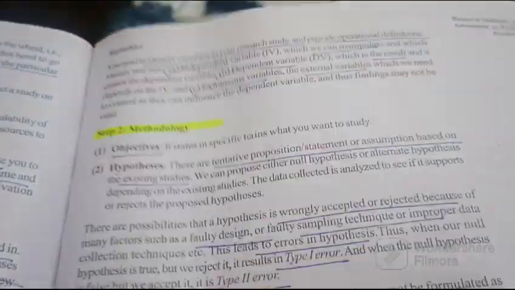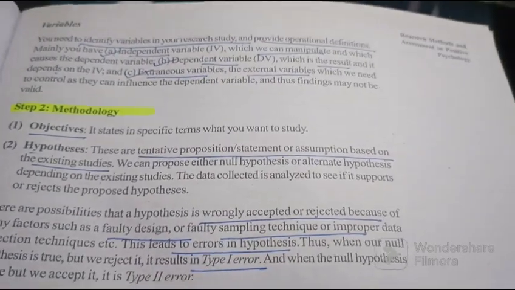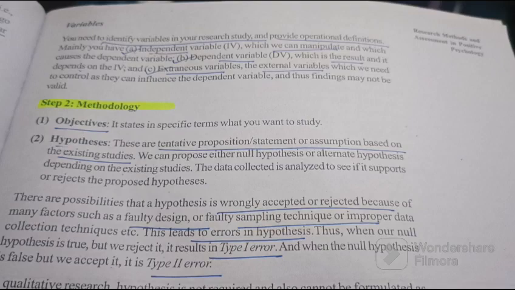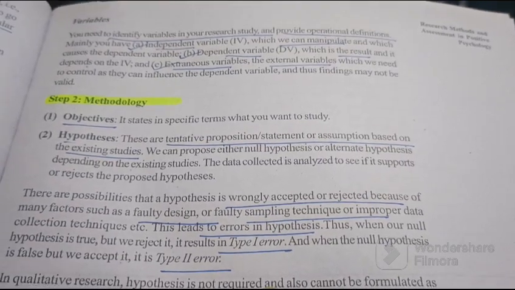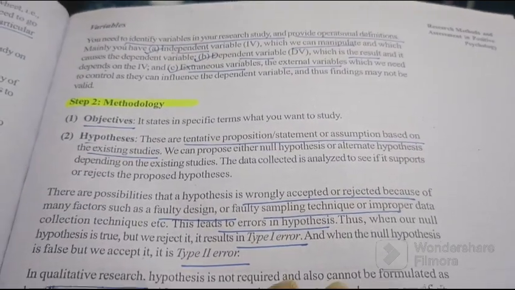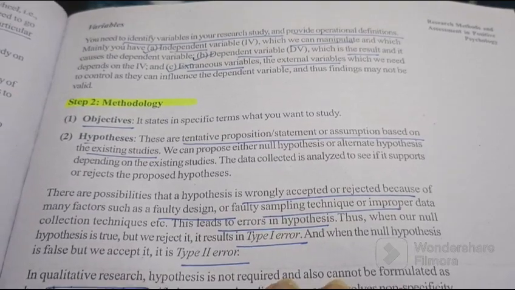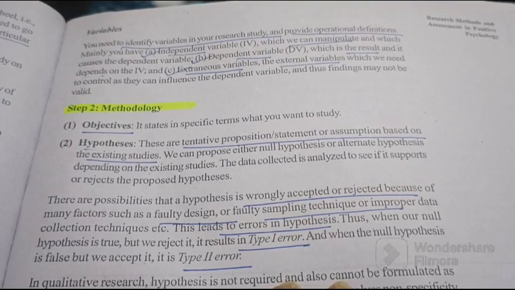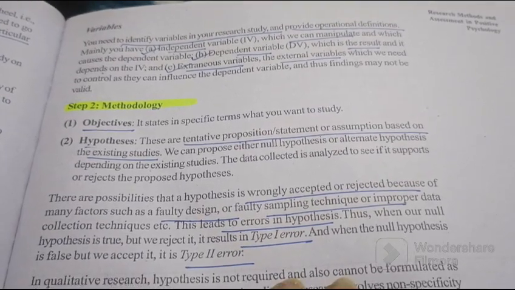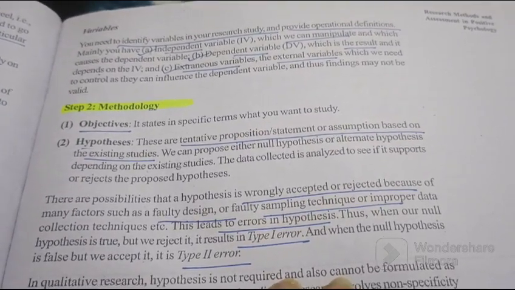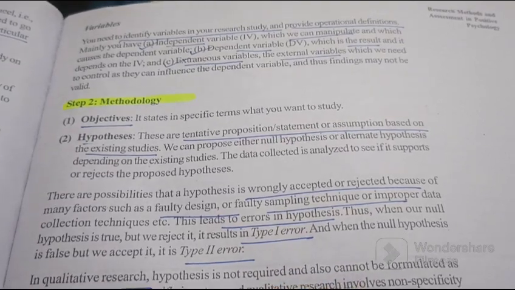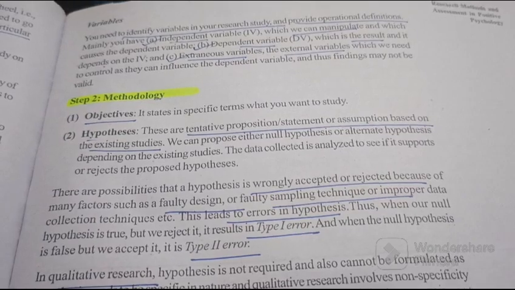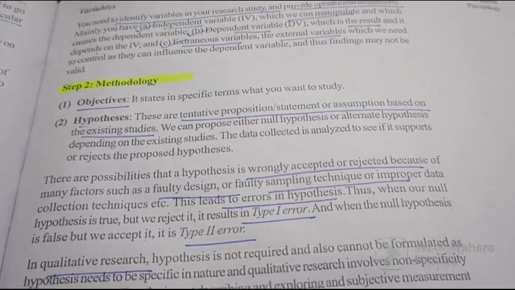Then come the variables. So you need to identify variables in your research study, which provide the operational definitions. Variables हमने first year में पढ़े हैं. They are independent variable, dependent variable and extraneous variable. So independent variable is which we can manipulate, dependent variable depends on the independent variable, and extraneous variables are the external variables we need to control.